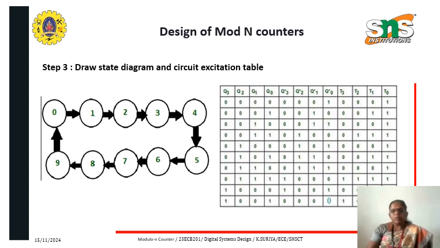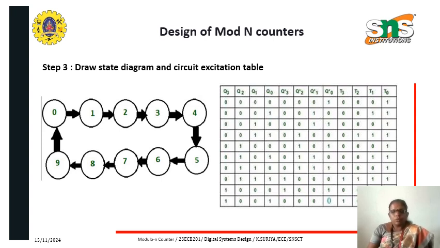Next, step 3 is first we'll be drawing the state diagram and then we'll be writing the excitation table. So here we are having 10 states. So we are writing it from 0 to 9. From 0 it will go to 1, from 1 it will go to 2, from 2 to 3, from 3 to 4, then 5, 6, 7, 8 and 9, and after 9 again it will go to 0. So these states are represented as 4-bit combinations because you need 4 flip-flops to design a mod 10 counter. For 0 you represent it as 0000. For 1, you will be representing as 0001, and for 9, you will be representing as 1001.